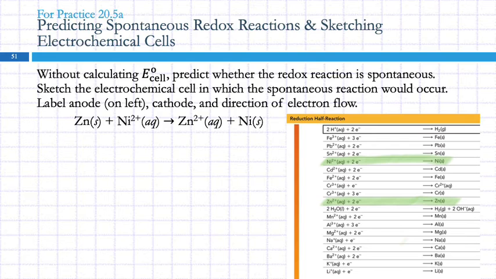So this also works into the analogy I had for the reactivity series of metals. So nickel is higher on the list, and so nickel is more likely to take the electrons. Zinc is lower on the list, zinc is less likely to take the electrons. So we've identified that this is spontaneous.